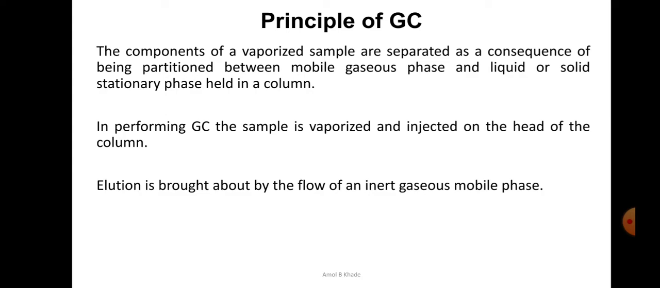If it has a liquid stationary phase, again with the pressure of the carrier gas, the carrier gas will elute and separate our solute components, which are again in vaporized form and are getting partitioned between the liquid stationary phase and the gaseous mobile phase. And that is how the separation happens, because each component will have its own partition coefficient.